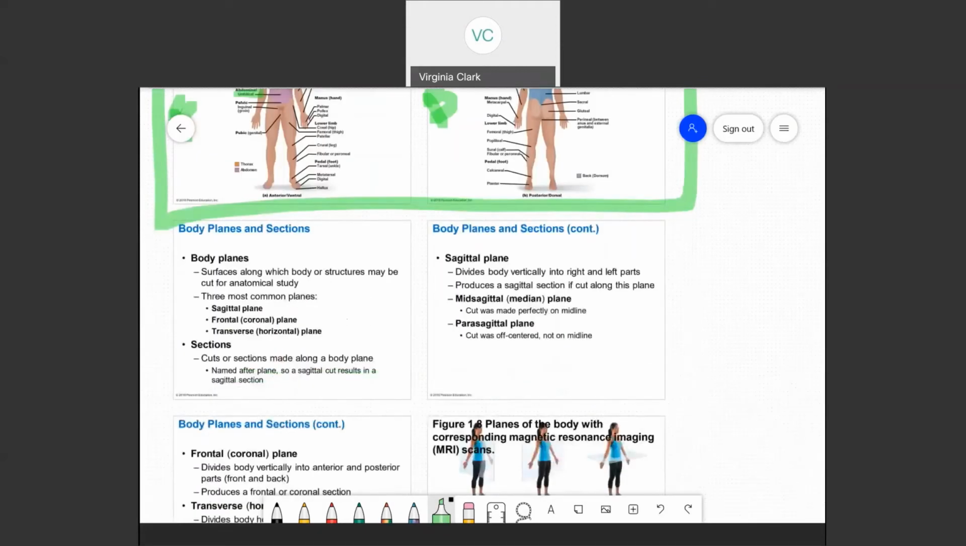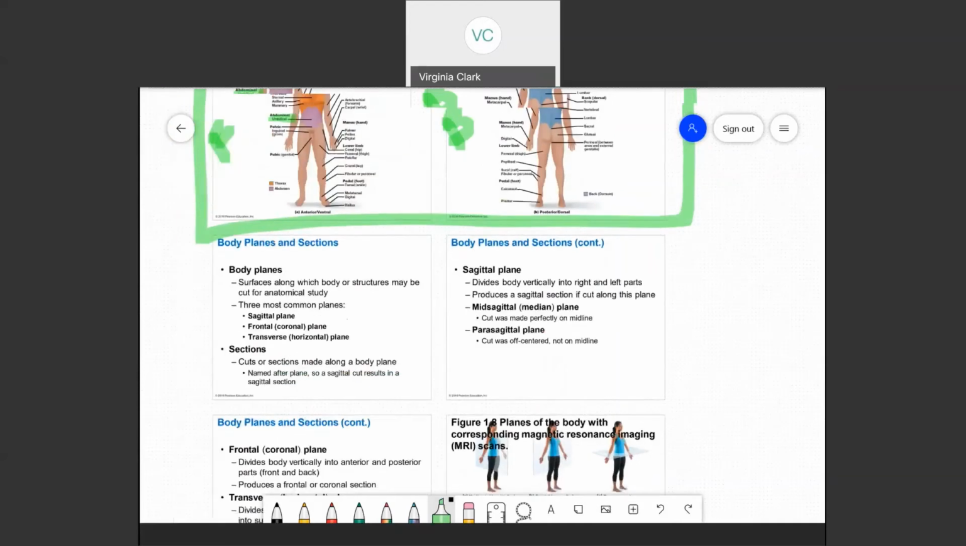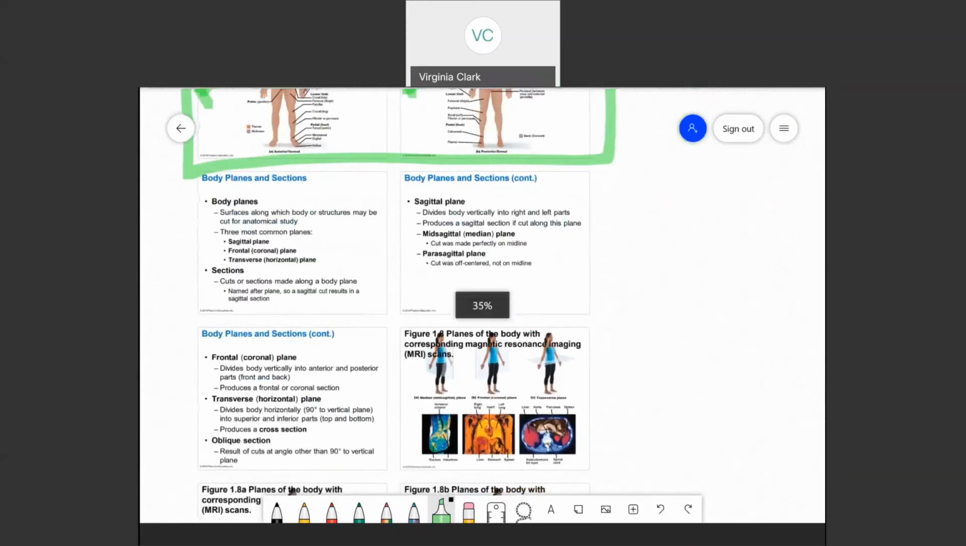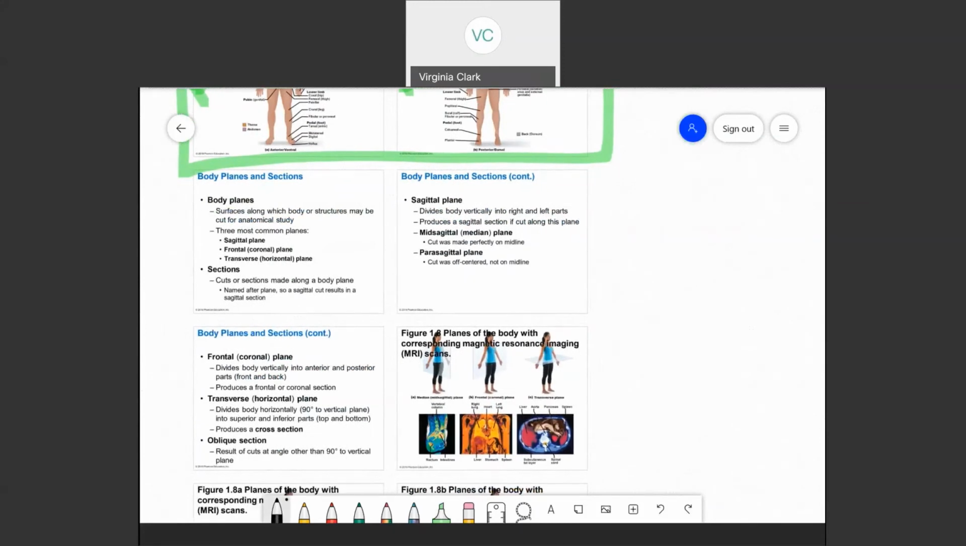Okay, the last thing that I'm going to cover is going to be the body planes. So when we're doing the body planes, what we are looking at is if we were to take our body that looks like this, how are we actually viewing our body and how are we able to perceive it? So this is going to be body planes if we cut the body into sections.